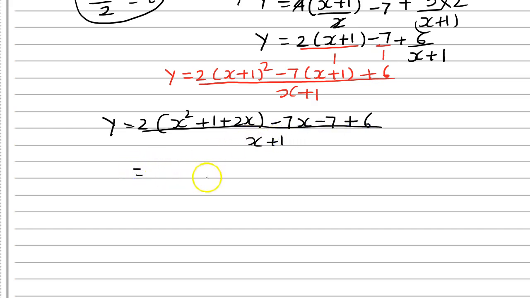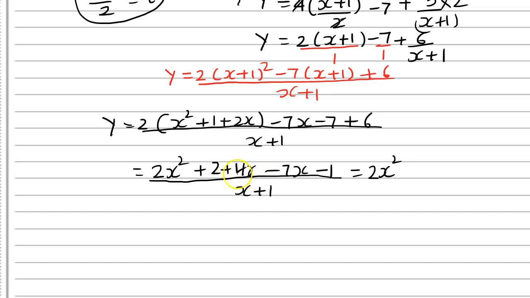If you multiply this with 2, it will be 2x squared plus 2 plus 4x, and this is minus 7x minus 7 plus 6, which is minus 1, over x plus 1. So we can write down 2x squared, 4x minus 7x is minus 3x, plus 2 minus 1 becomes plus 1, divided by x plus 1. So this is what we got.